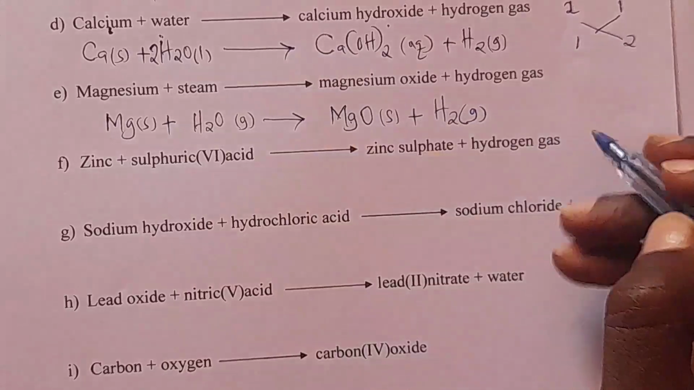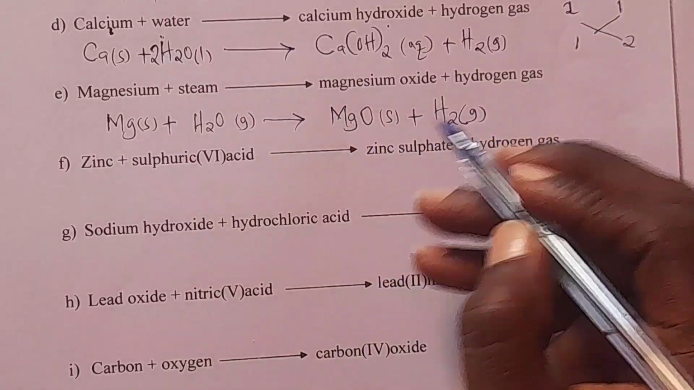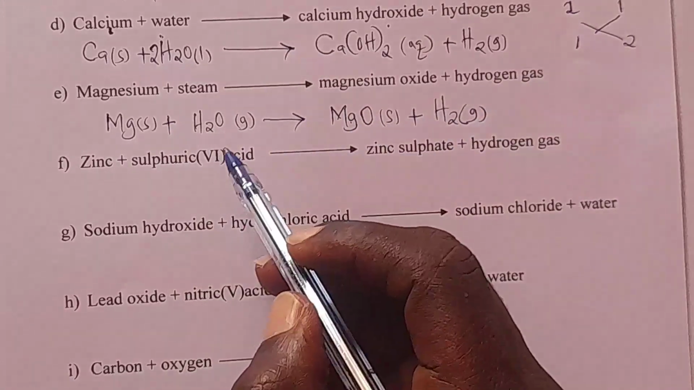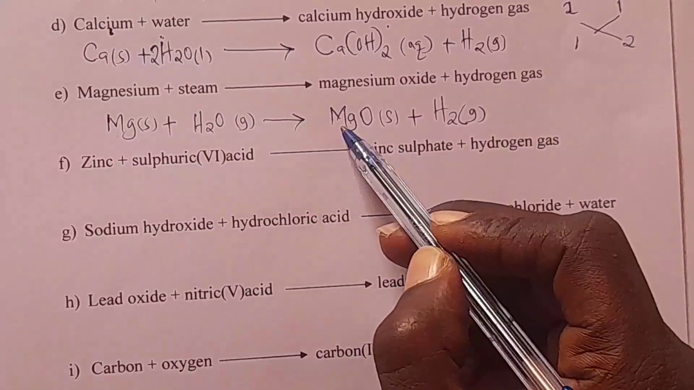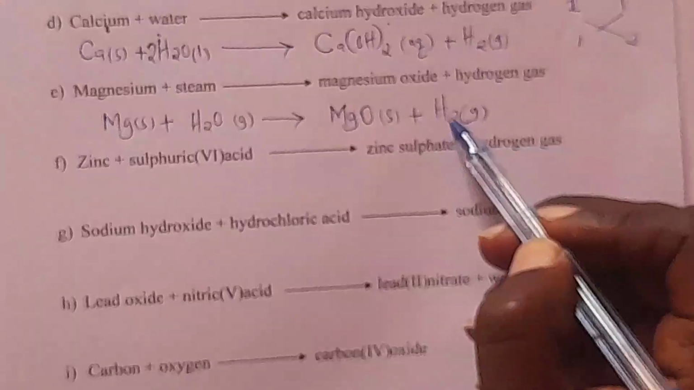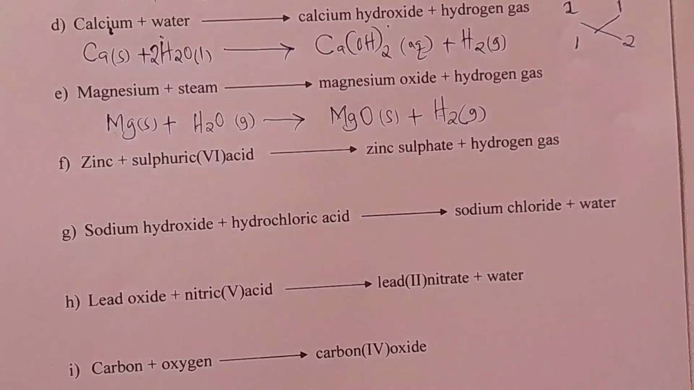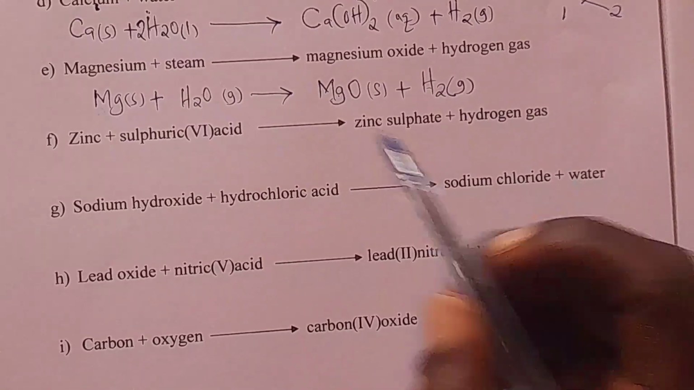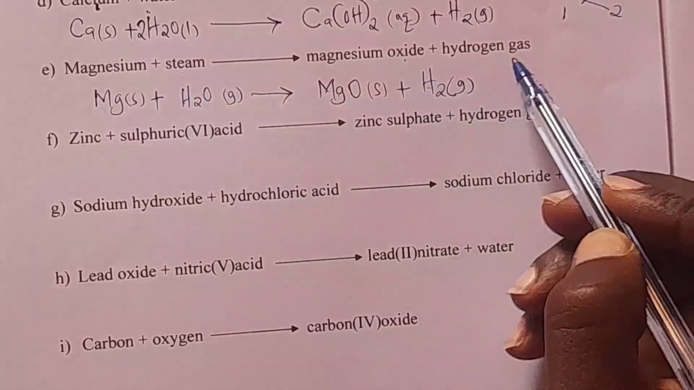Remember, this equation is not balanced. So we are going to check. It is self-balanced: 1 magnesium, 2 hydrogen, 1 oxygen, 1 oxygen. So it's self-balanced. We are going to move. So remember, when a metal reacts with steam, we get metal oxide and hydrogen gas.